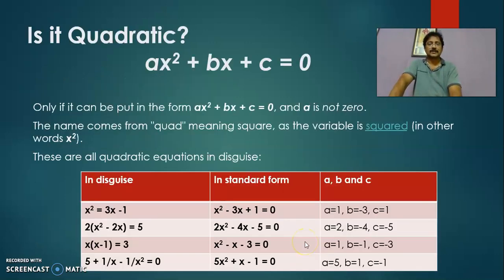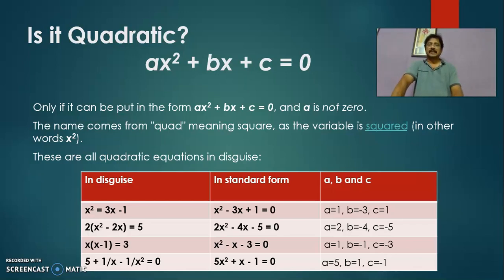Yeah. So we will see what a quadratic equation is. Here I mentioned ax square plus bx plus c is equal to 0. An equation is called a quadratic equation only if it can be put in the form ax square plus bx plus c equal to 0, where a is not equal to 0. The name comes from quadra, meaning quad, meaning square, as the variable is squared, in other form you can say x square.